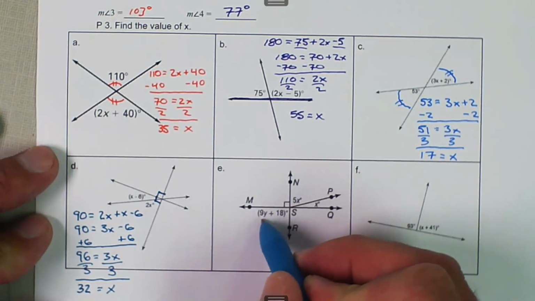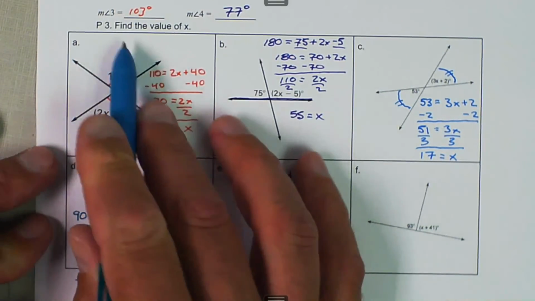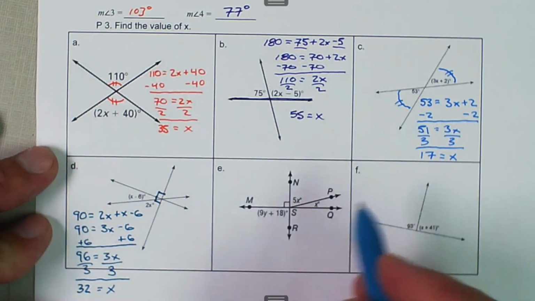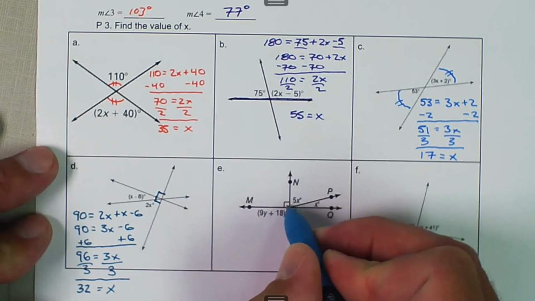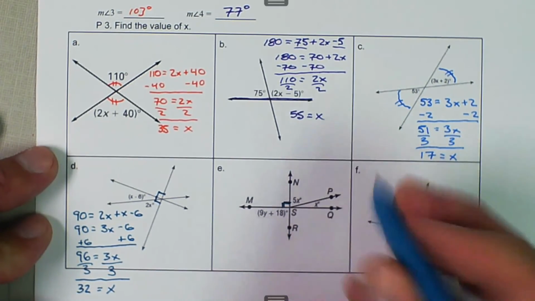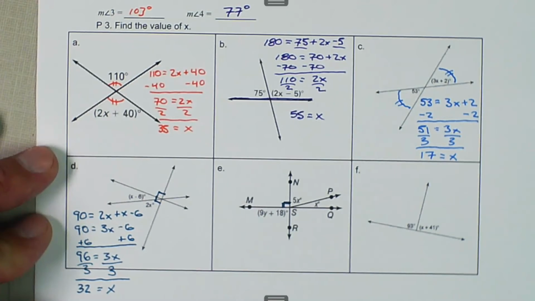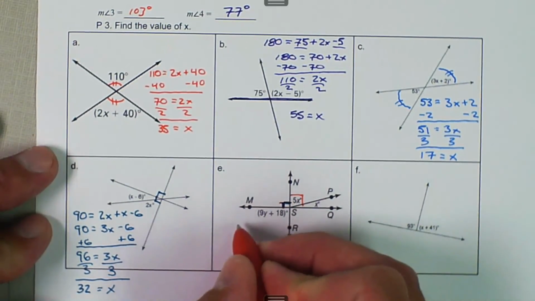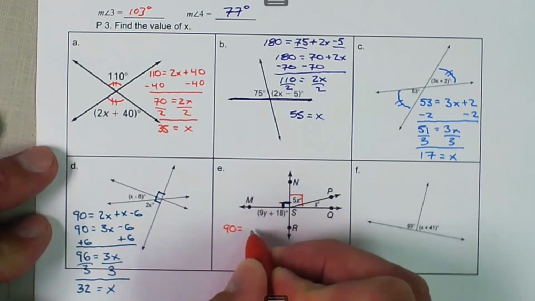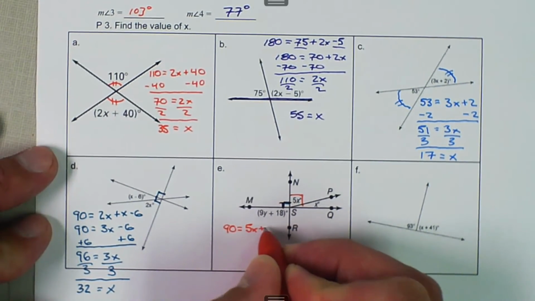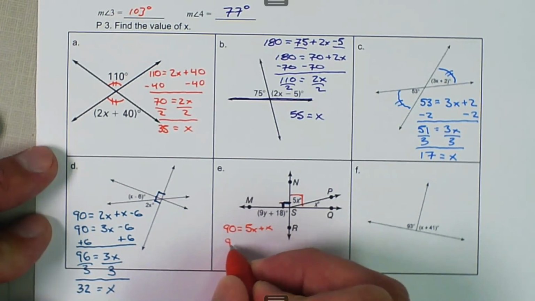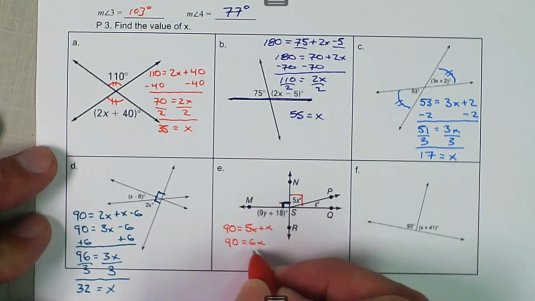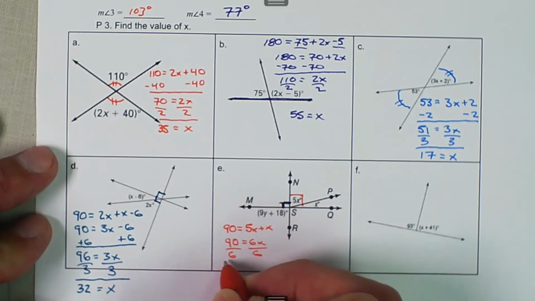The next one, there's this part here where it says 9y plus 8, but the directions only want us to find x, so we're not too worried about it. Again, we have a 90-degree angle here. That reminds us that we also have a 90-degree angle here. So 90 is equal to 5x plus x. So 90 is equal to 6x. Divide both sides by 6, and we get x is equal to 15.